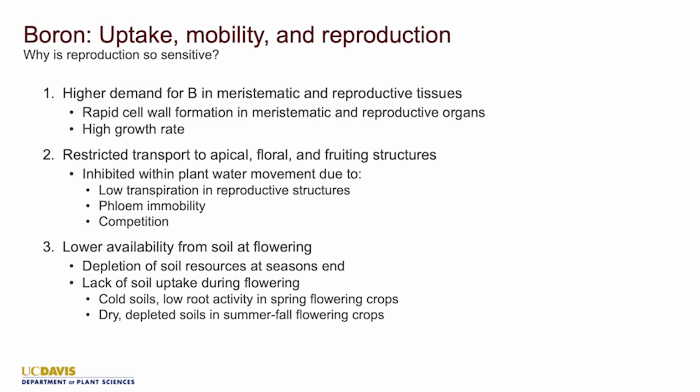In spring flowering crops, you can have a lack of uptake during flowering because the soils are cold, because you've got low activity of the roots. You also have very rapid growth. And if you think about annual crops, you can have dry and depleted soils at the end of the season. So very often, what is happening that causes the high sensitivity of reproductive tissues to boron deficiency is the combination of all three factors. That's important to think about, because in an agronomic context, when you're making decisions, when and how should I fertilize, you have to think about all of these interacting factors.